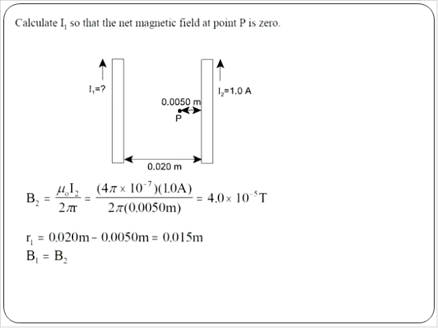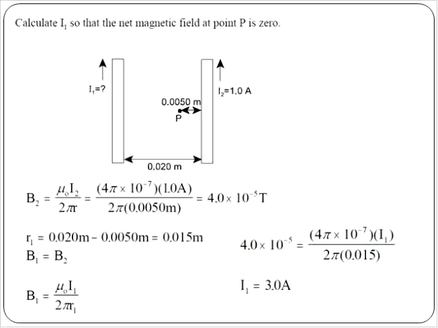and we got to find the distance too. Remember, the total distance was 0.020. The distance to the other wire was 0.0050, so you subtract, you get 0.015. The two fields are equal, so there's what you calculate. You plug the numbers in, there's what we get for the current.